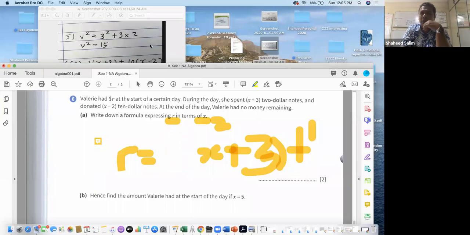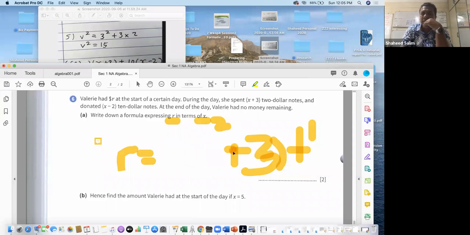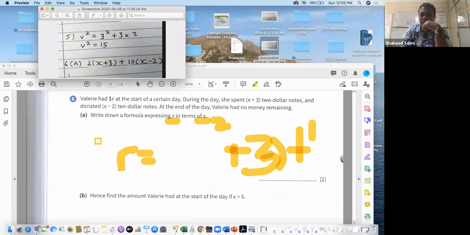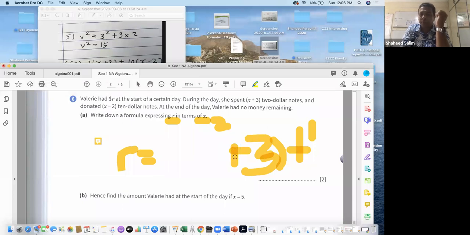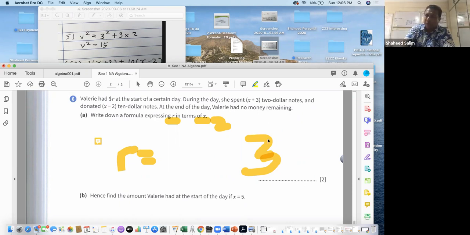Okay, so you got your answer. Continue, please. Remove this from the bracket now. So you remove it, times it out, then simplify it. Can you times it out and find out what's the answer? That means 2 times x, 2 times 3, 10 times x, 10 times minus 2. Then after that, group the x together, group the numbers together. 14x minus 14.